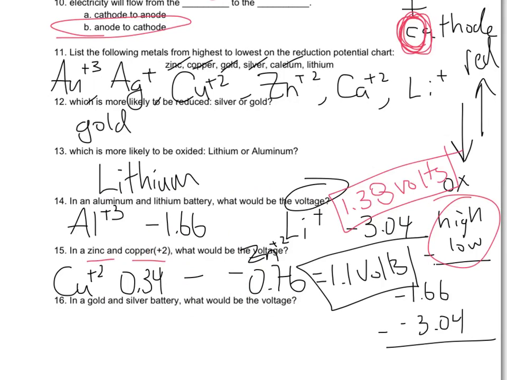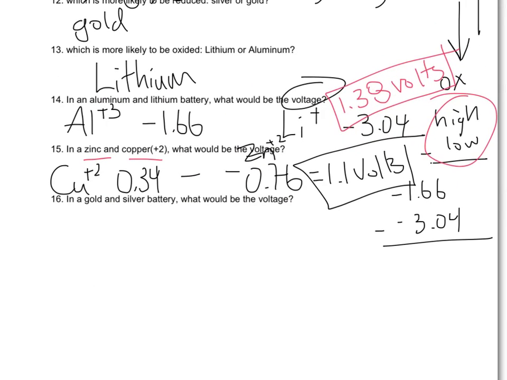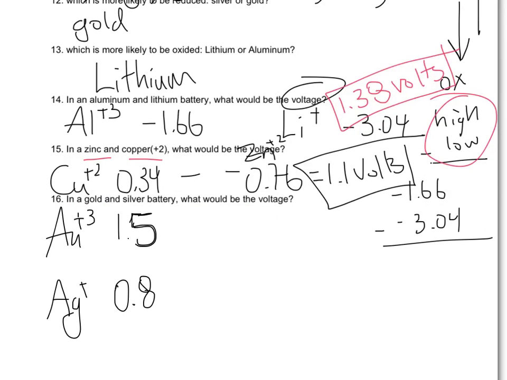Okay, and one more to make sure we can do this. Number 16, in a gold and silver battery, whew, that would be expensive. What would be the voltage? So highest up is gold, Au, and the voltage listed is 1.5. And from that, we are going to subtract Ag, which is 0.8. Okay, so subtracting, we do 1.5 minus 0.8 and end up with 0.7 volts.